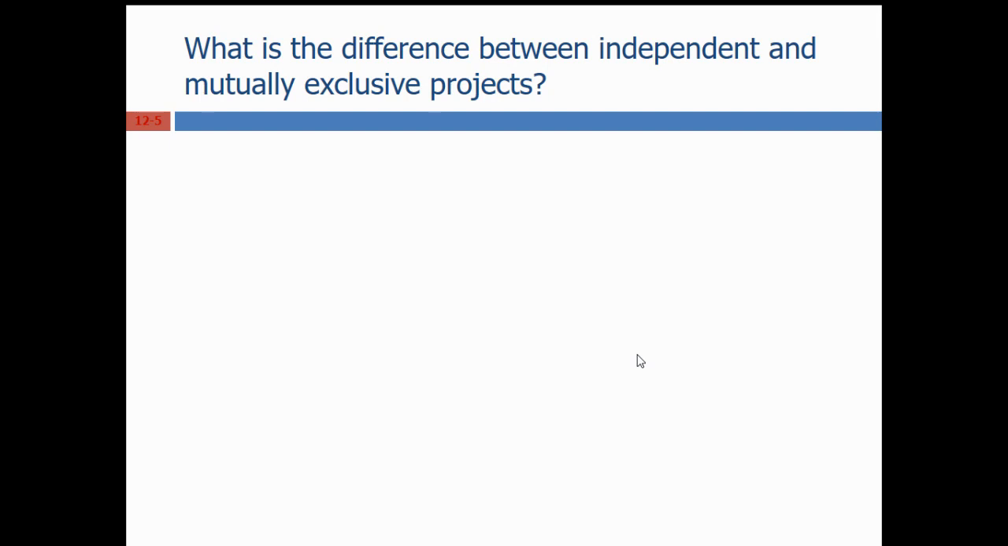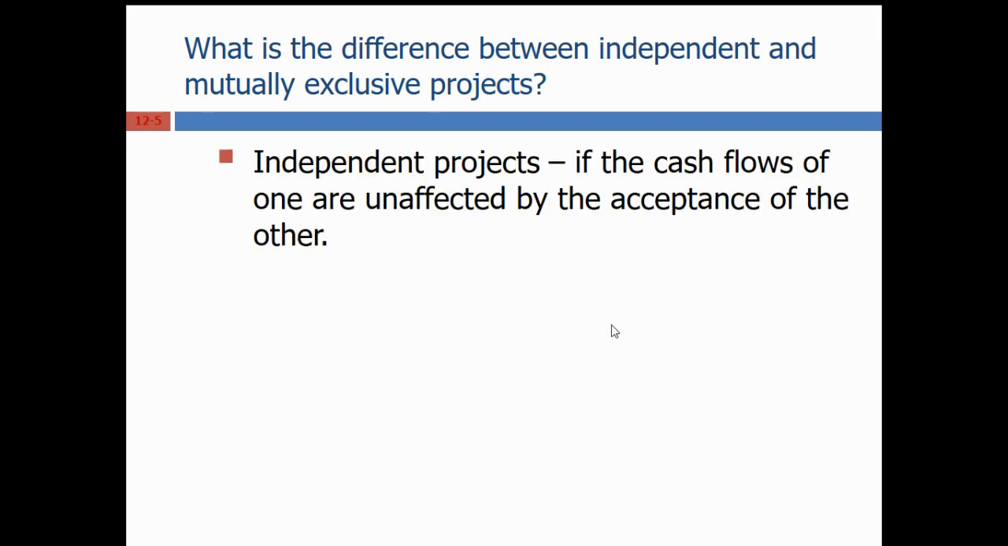So what is the difference between independent and mutually exclusive projects? Let's see the independent projects. Independent projects are those whose cash flows are not affected by the acceptance of other projects. So you have project A and project B. If you choose project A, you can also choose project B, because A is independent of B. So that is independent projects.